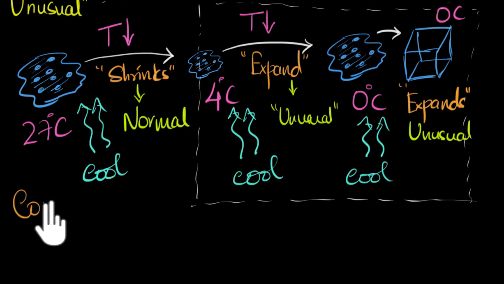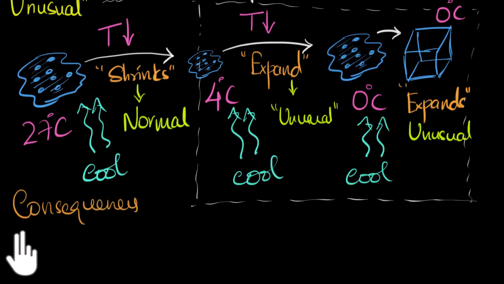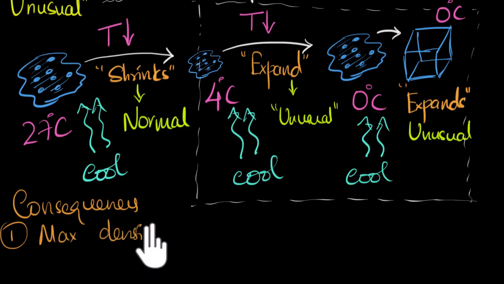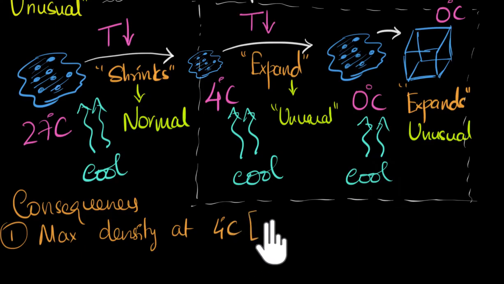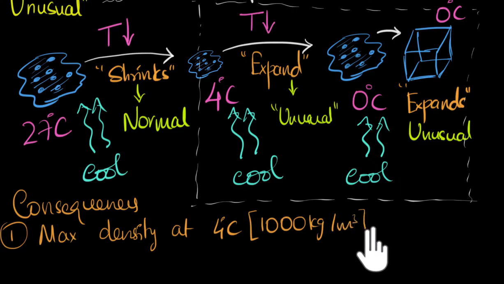So that's one consequence we can write. So consequences. The first one is it has maximum density at 4 degrees Celsius. And that density is 1000 kilograms per meter cube, which means if you were to take 1 meter cube of water at 4 degrees Celsius, it would weigh 1000 kilograms. At any other temperature, it will have lower density. So the density at any other temperature would be less than 1000 kilograms per meter cube.